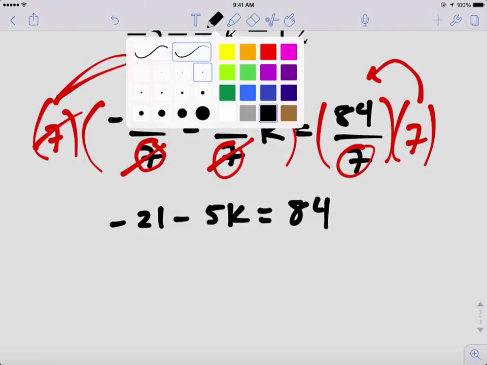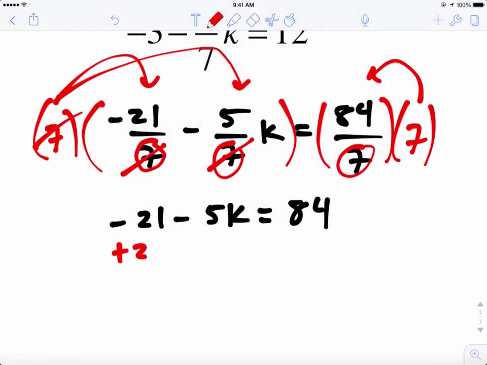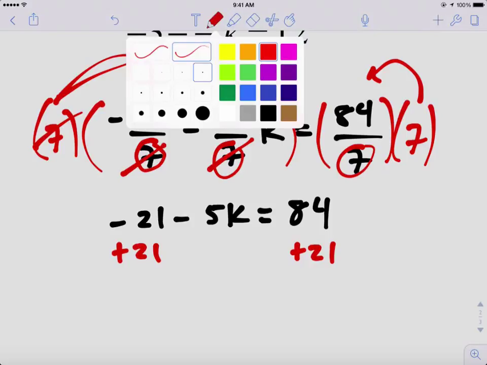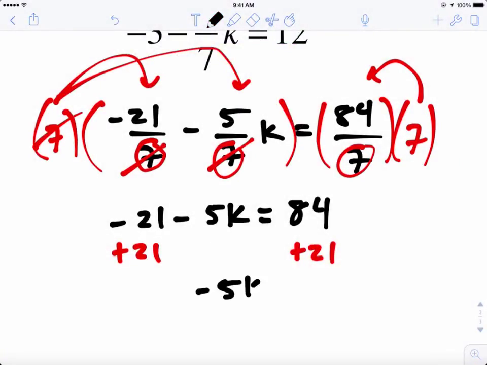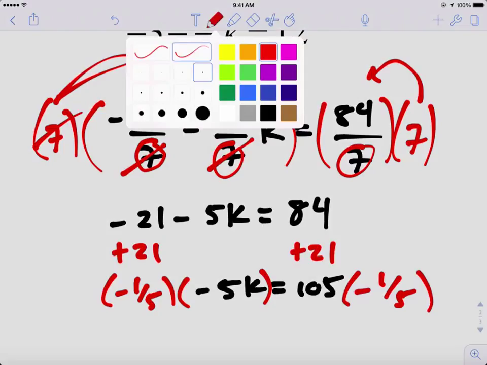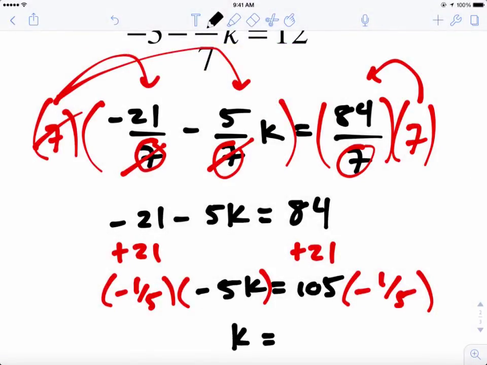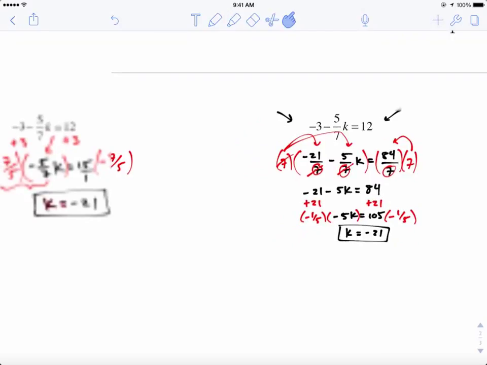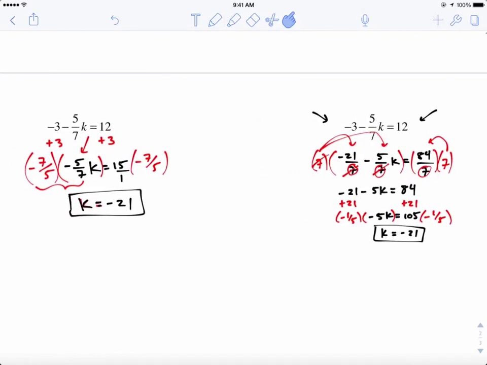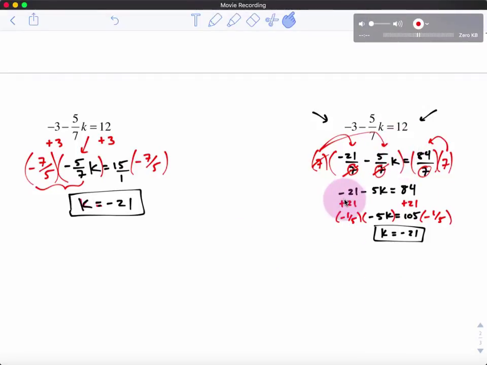And from here, we are just going to add 21, negative 5 times k is equal to 105. If we multiply both sides of this equation by negative 1/5, we end up with the solution, k equals negative 21. Is that the exact same number that we had before? Indeed it is. So I wanted to introduce you to this idea of clearing fractions when an equation has a lot of fractions in it.